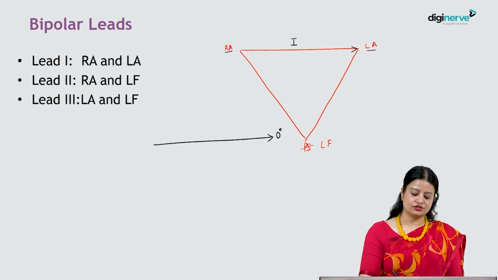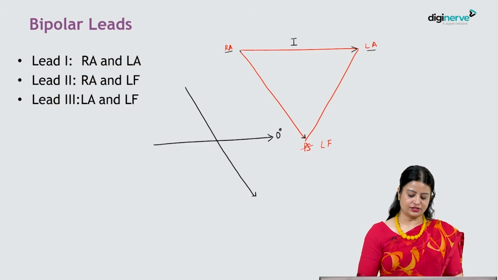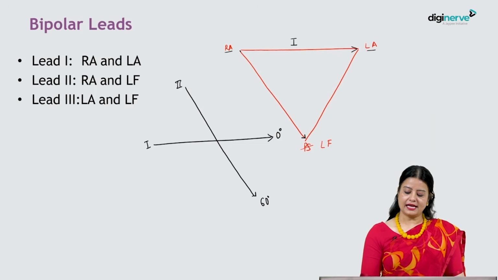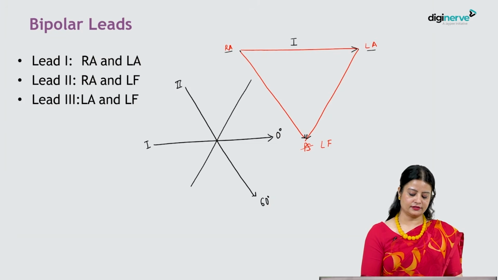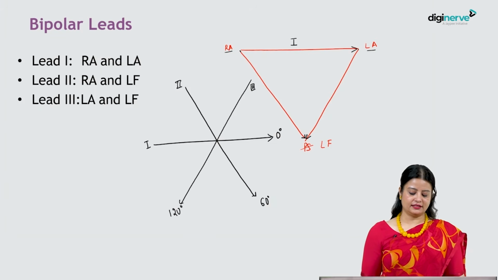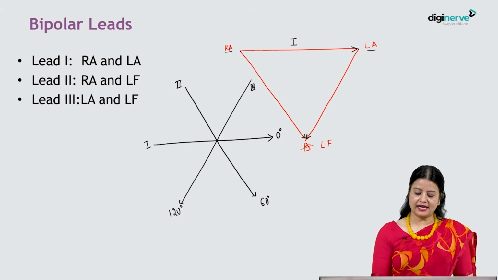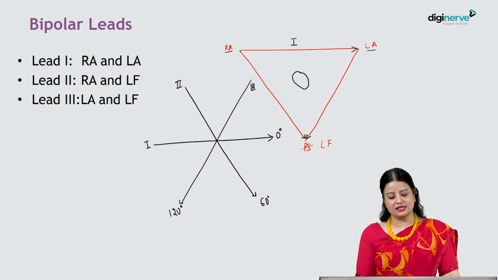Right? So lead 2 is recorded between right arm and left foot. The direction is 60 degrees. And lead 3 is recorded between left arm and left foot. The direction is 120 degrees. So this is plotted on the hexagonal system. And not to forget, the heart is placed here in the center of this triangle.